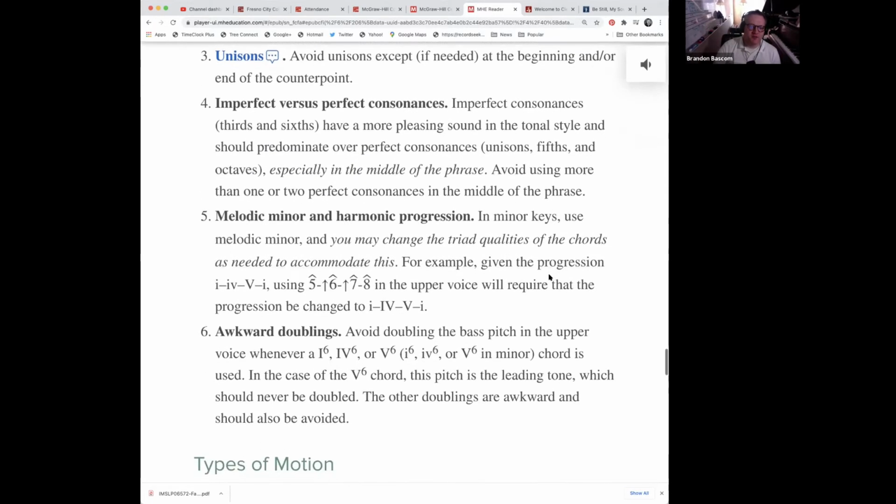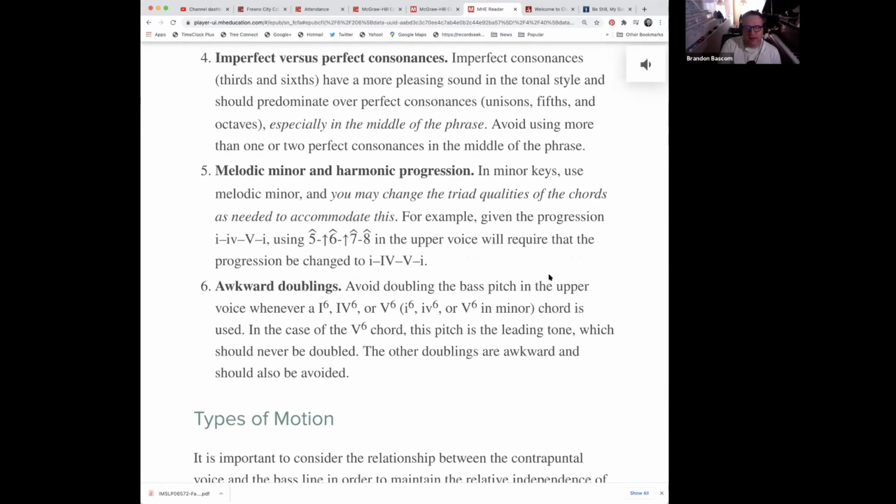All right, imperfect versus perfect consonances. Imperfect consonances, thirds and sixths, have a more pleasing sound in the tonal style and should predominate over perfect consonances, unisons, fifths, and octaves, especially in the middle of the phrase. Avoid using more than 1 or 2 perfect consonances in the middle of the phrase.